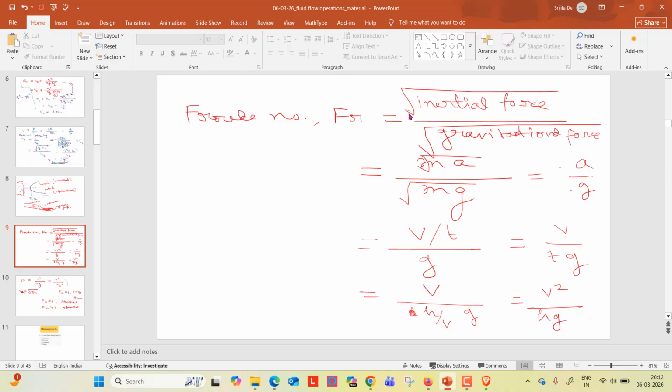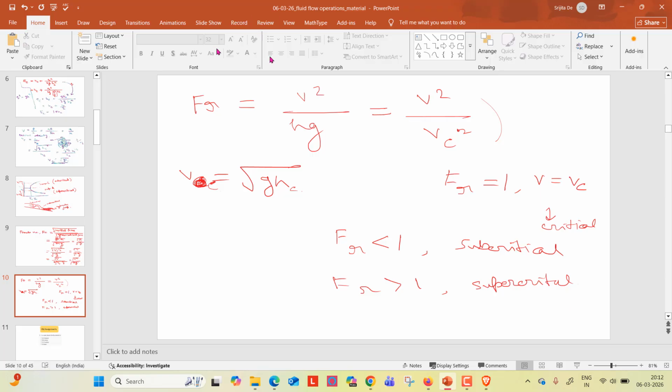It is coming like this. So this is all under root. So it is root under V by root under T into G. Then T can be represented as H by V. So it is nothing but V by root under Hg. So there will be no square term.